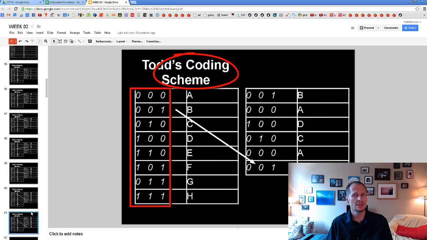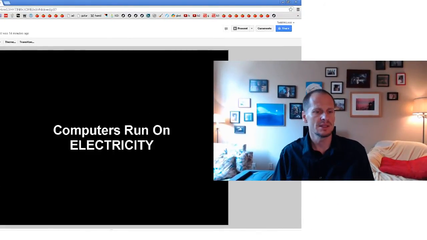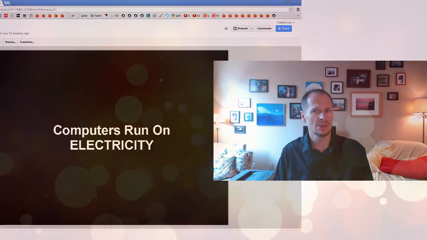And this is why, when you see things related to technology, you'll often see zeros and ones associated with them. So those are the foundations. These key things right here are the foundations of how computers work.